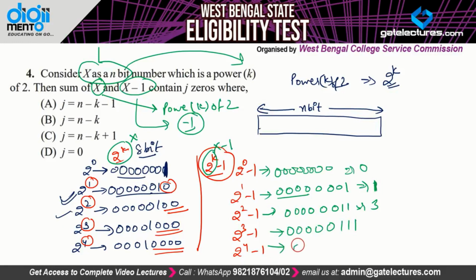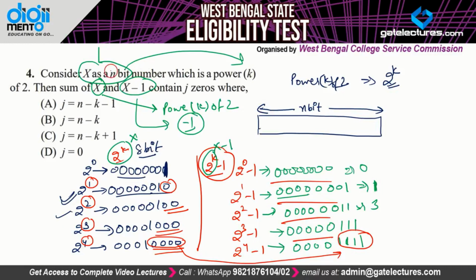2 raised to power 4 minus 1 is 0 0 0 0 1 1 1 1. So we have a correlation that in this particular case, whatever number of zeros we have here, we have exactly the same number of ones on the right hand side. Otherwise all the other digits are zeros.